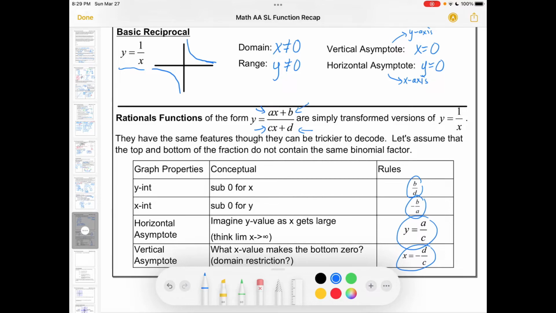For me, I know that I'm just going to botch them when the time comes, so I want to think a little more conceptually about them. A y-intercept is always found by subbing 0 for x. An x-intercept is always found by subbing 0 for y.